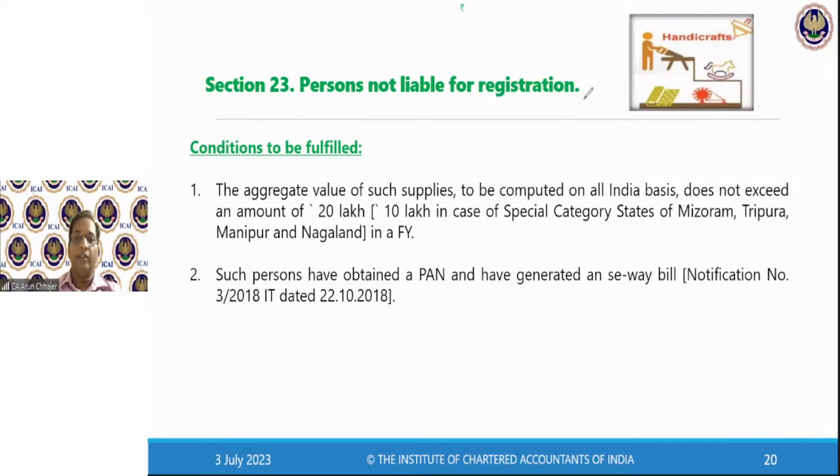Condition to be fulfilled that it would be 20 or 10 as the case may be, and has generated an e-way bill. जो मैंने आपको पहले कहा था कि ई-वे बिल मैंडेटरी है इनको मूवमेंट के लिए.